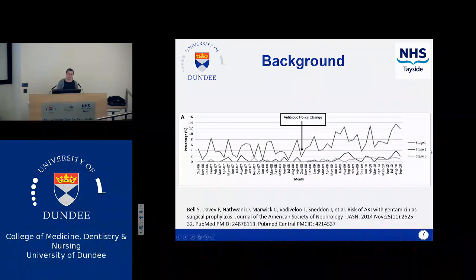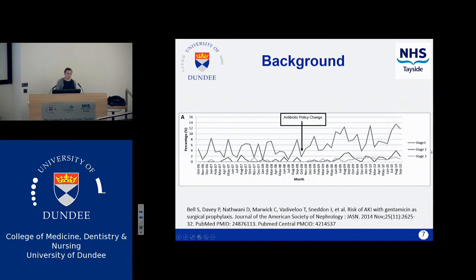NHS Tayside had access to the appropriate data through the Health Informatics Centre to carry out a more robust study to look at the rates of acute kidney injury. And what they showed was that following a change in the antibiotic policy from cefuroxime to flucloxacillin and gentamicin, there was an increased risk of acute kidney injury, as big as 94%. They showed a 94% increase in the rate of acute kidney injury.